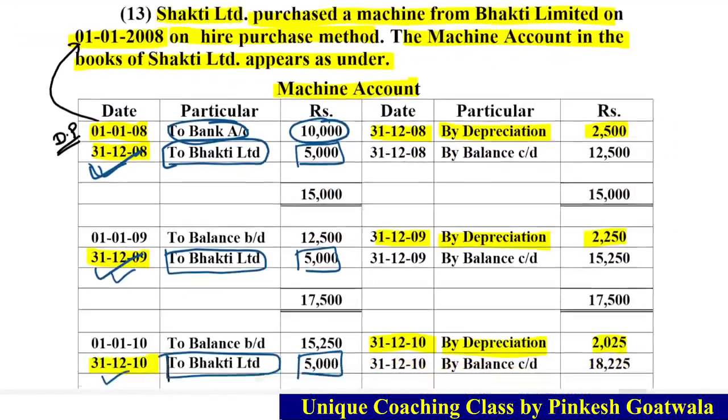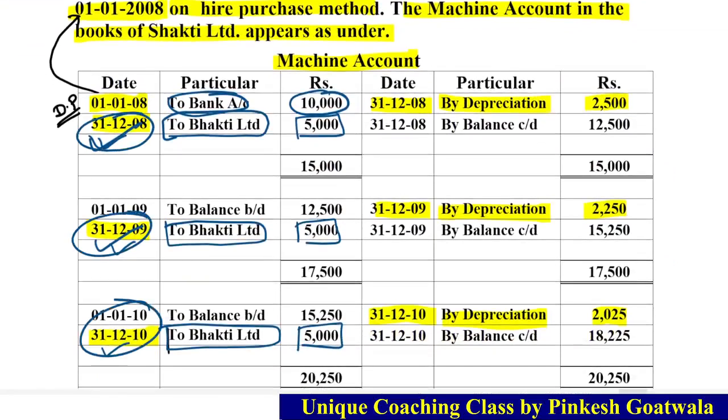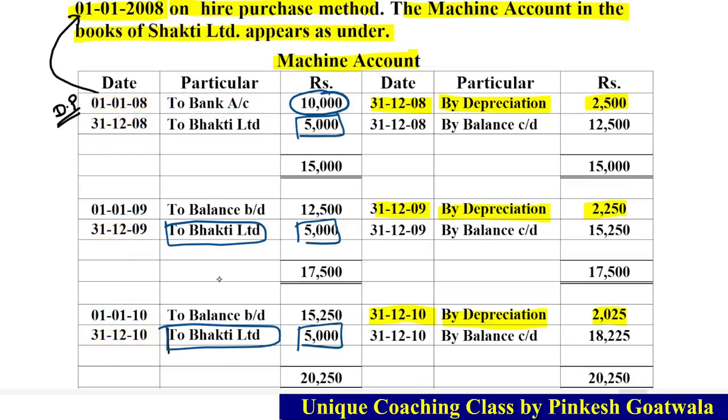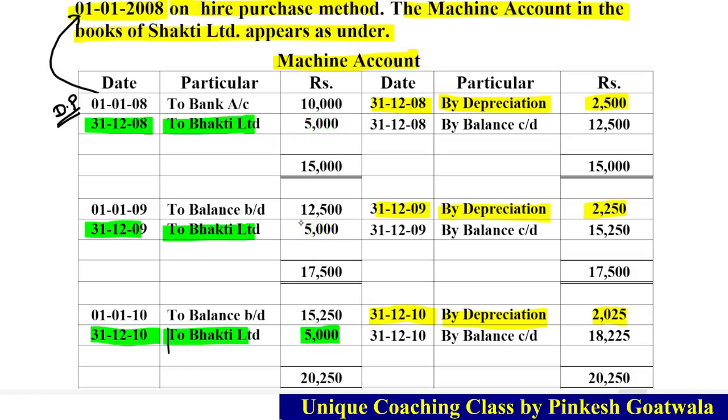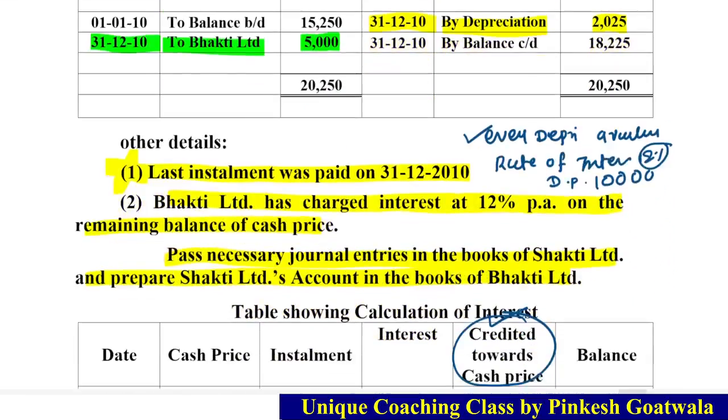And here on 31st December 8, 9 and 10, the amount given on 8, 9 and 10: 8 Bhakti account, 9 Bhakti account and 10 Bhakti account. They give 5,000. So remember this 5,000. This 5,000 is the amount of net payment, credit towards cash price. So remember these rules. If the name of buyer or seller is there, on that date the amount will be the net payment amount. Clear? So here we have a net payment on every installment, that is 5,000.